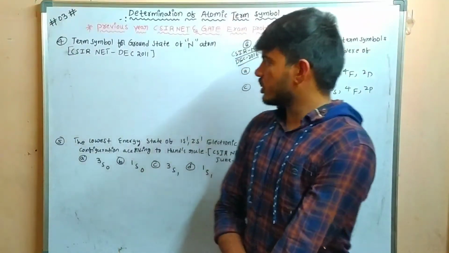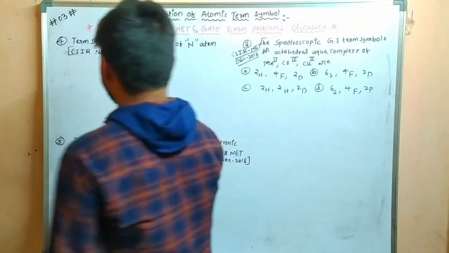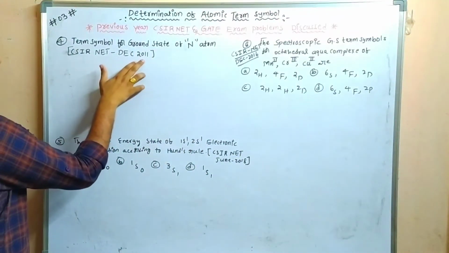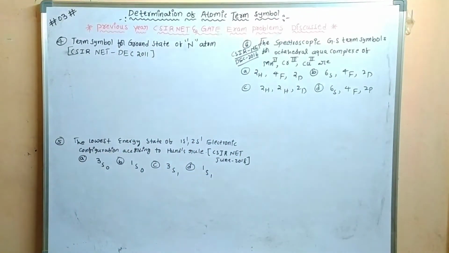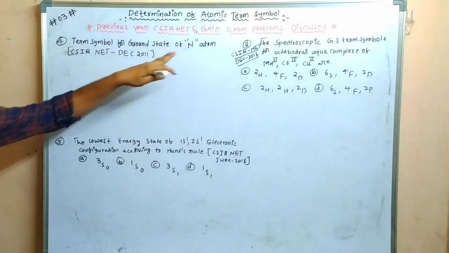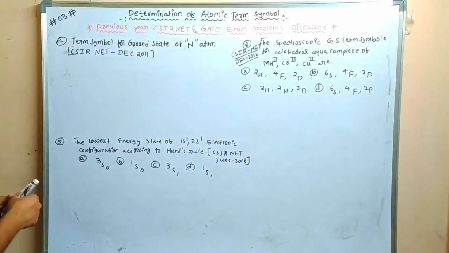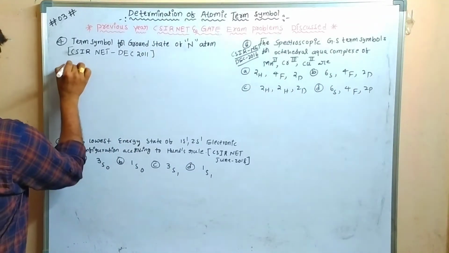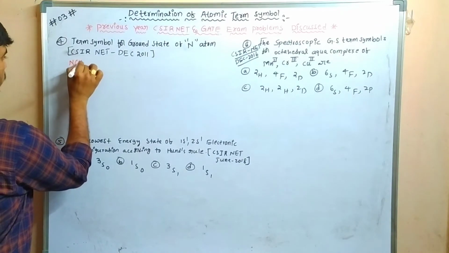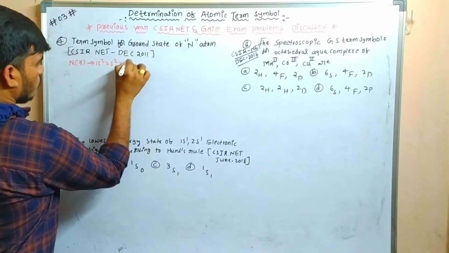So coming to the next question: the term symbol for the ground state atom. This question was given in CSIR NET December 2011. You have to find the ground state term symbol for the nitrogen atom. First of all, what is the electronic configuration of the nitrogen atom? The atomic number of nitrogen is 7, so the electronic configuration is 1s2, 2s2, 2p3.